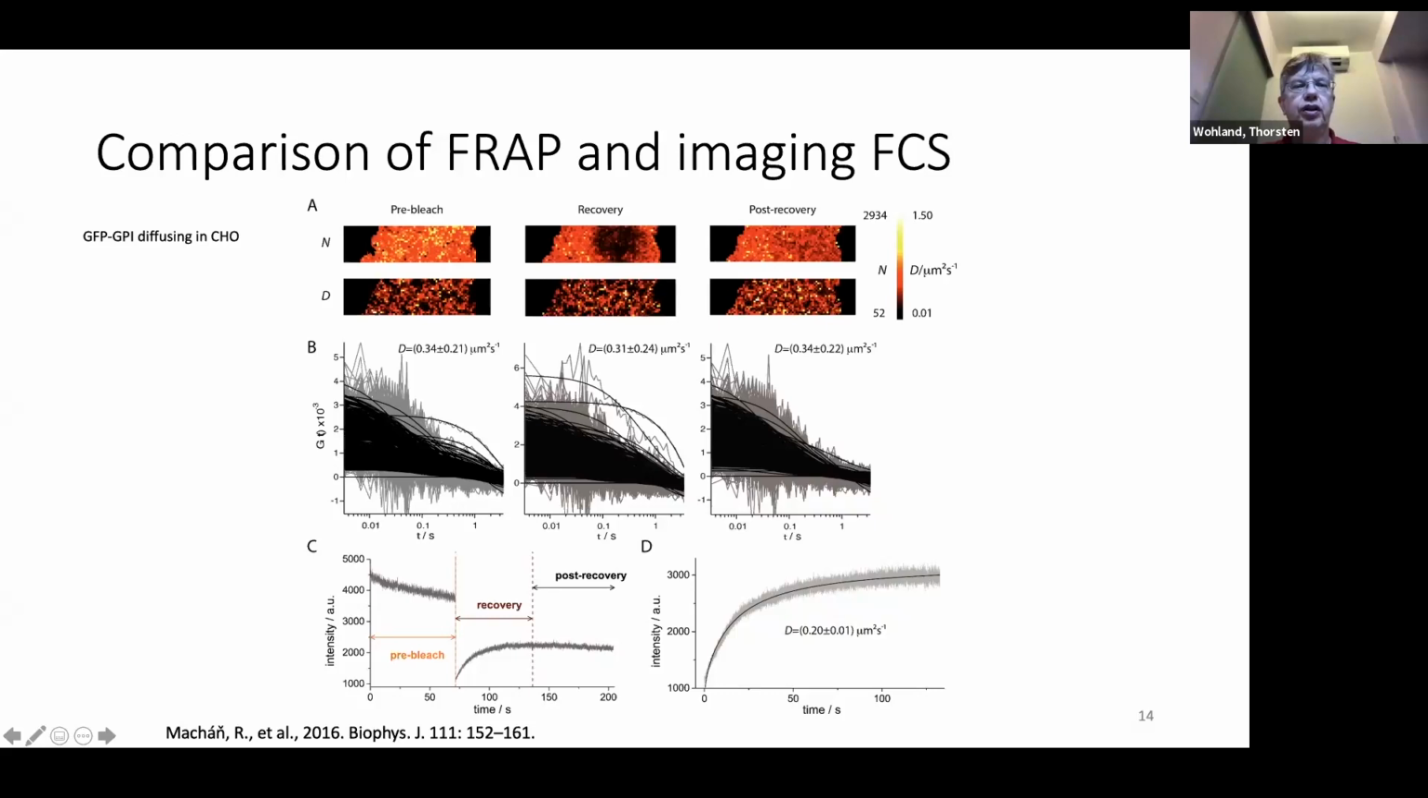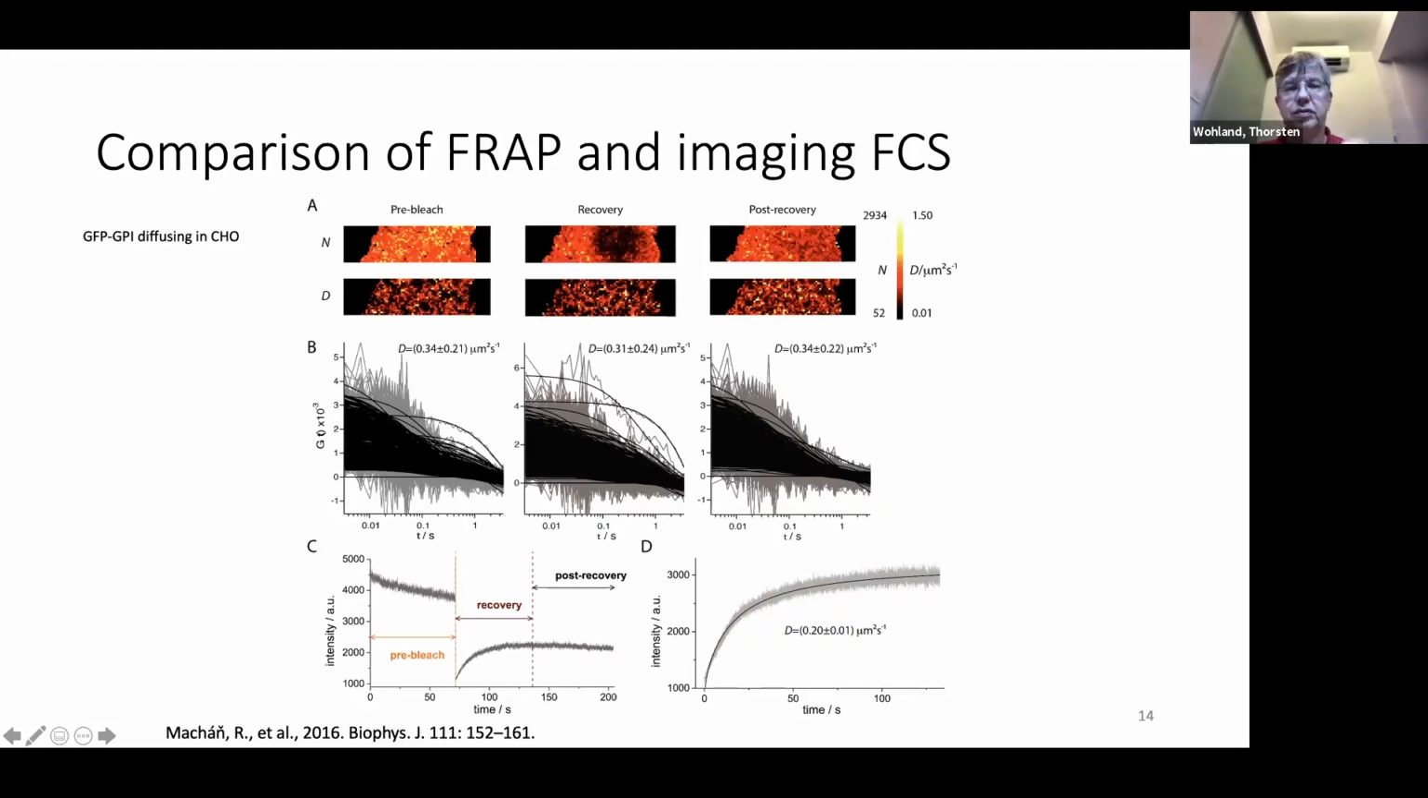And you see here the number of particles map. This is pre-bleach. Here we bleached an area on the cell membrane, and here we see the recovery. I should have said that this is GFP-GPI on the membrane in CHO cells. So you see nicely where we bleached. If you look at the diffusion coefficient, it never changes. It stays exactly the same.